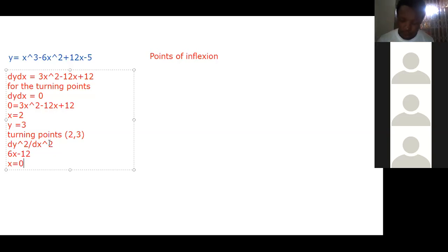So A: y is equal to x squared minus 6x plus 2. B: y is equal to 2 minus 2x squared minus 4x. Let's do the 2.